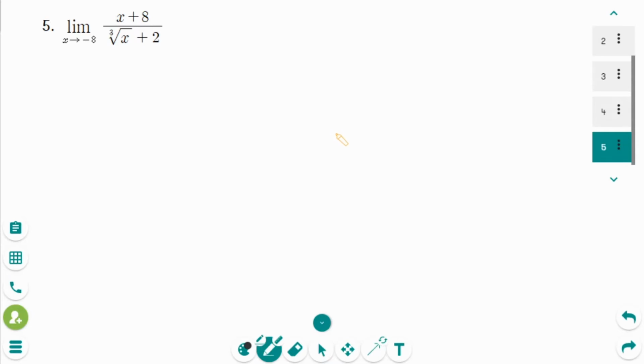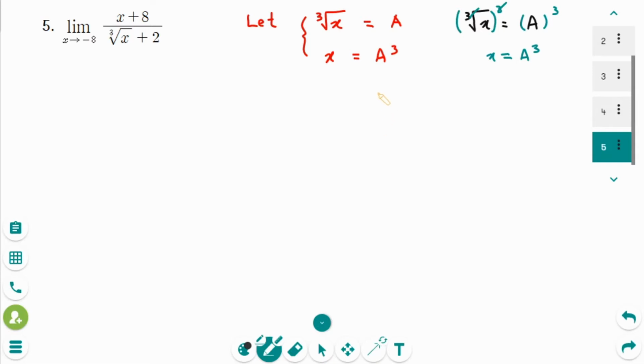This is the next question. I will use substitution. Let cube root x be a, then cube each side to get x equals a cubed. X approaches minus 3 is the same as a approaches minus 2, because cube root of minus 8 is the same as minus 2.